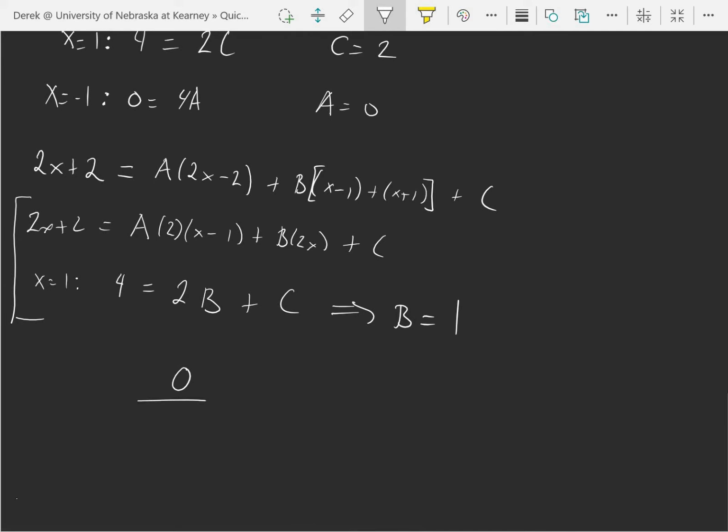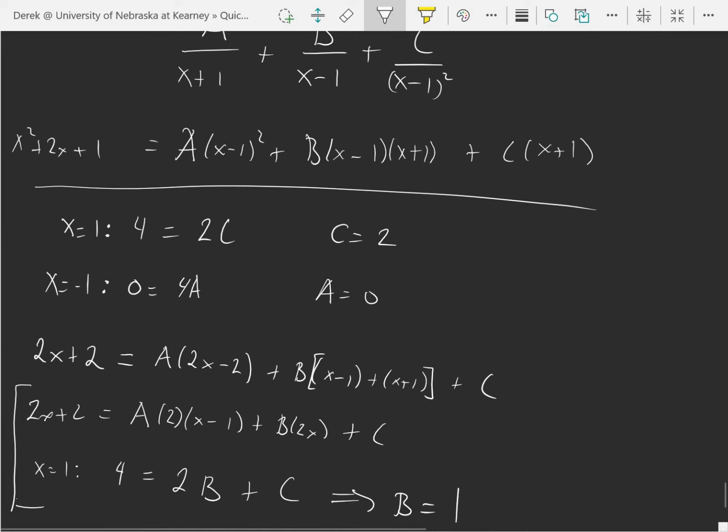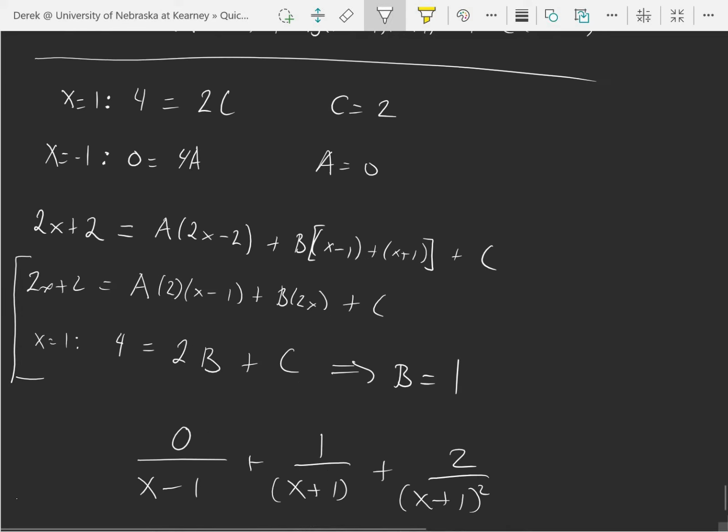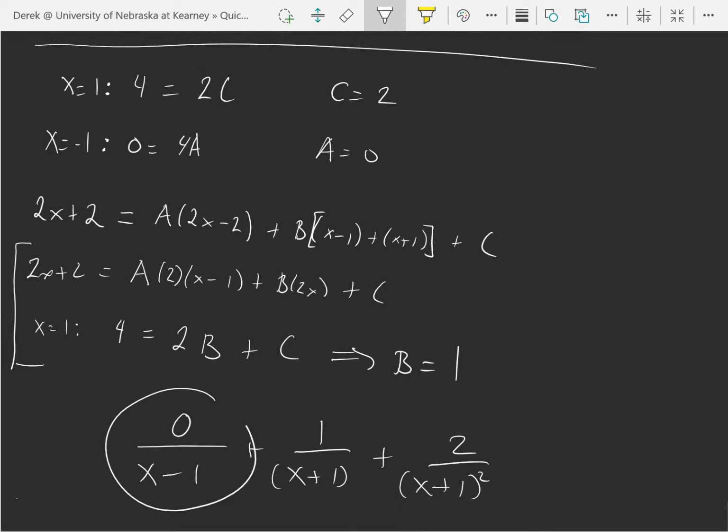So a over x minus 1 plus 1 over x plus 1 plus 2 over x plus 1 squared. I think that's what I had. Yep. Well, that tells me that a is 0. I don't even need this x minus 1 piece. How am I supposed to get this as a part of the common denominator then?